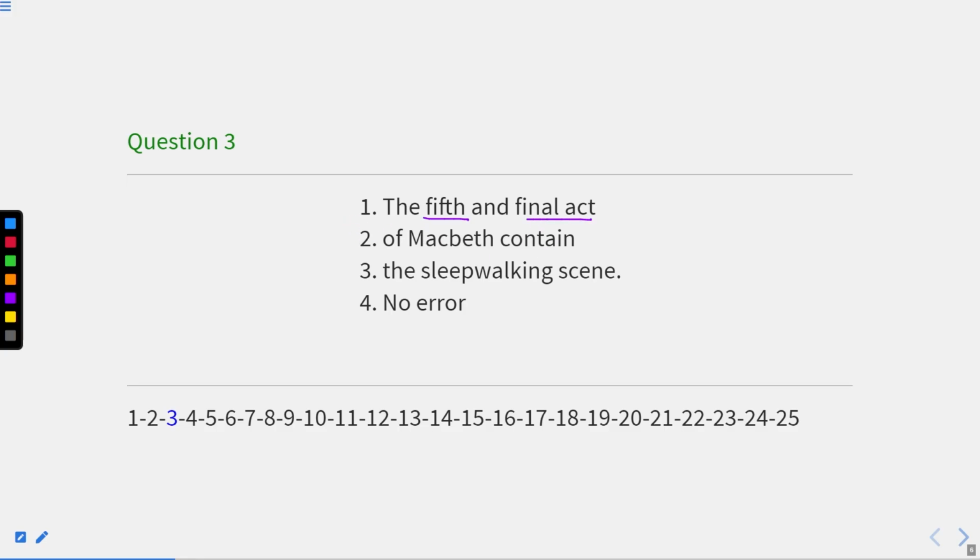"The fifth and final act of Macbeth contain this sleepwalking scene." It means we are talking about the fifth act, which is actually the final act of Macbeth. Okay, it means there is a novel named Macbeth. This is a novel by William Shakespeare. Very interesting novel, you can say. Well, Macbeth is actually a novel by Shakespeare, which is divided into several acts. Okay, so the fifth and the final act, it means the fifth act is actually the final act.